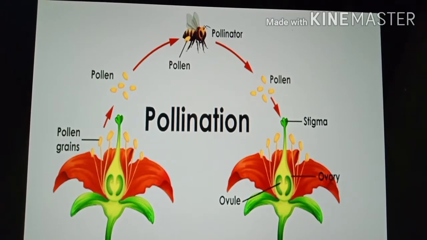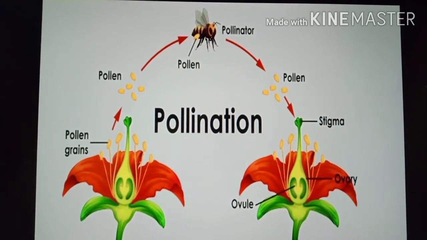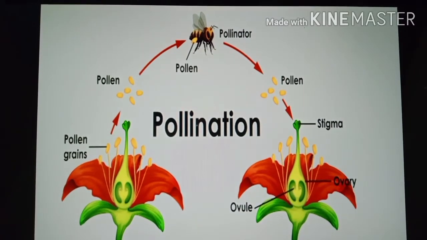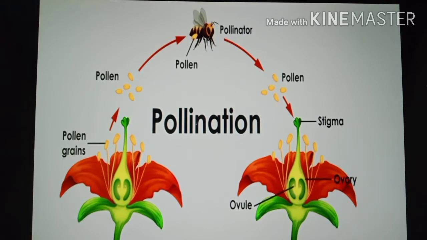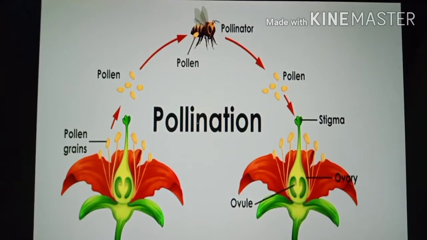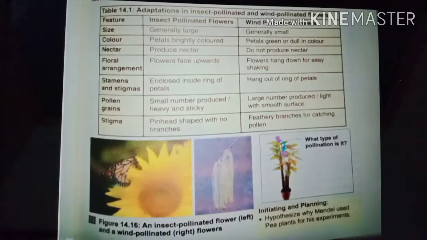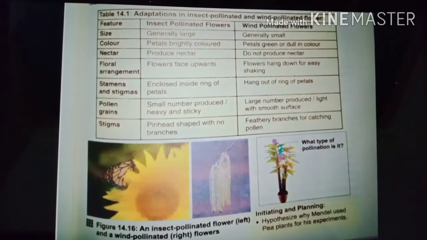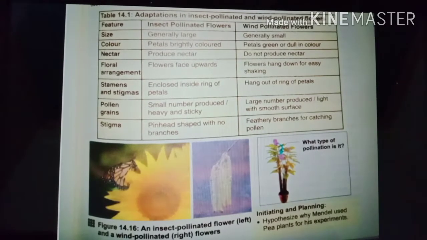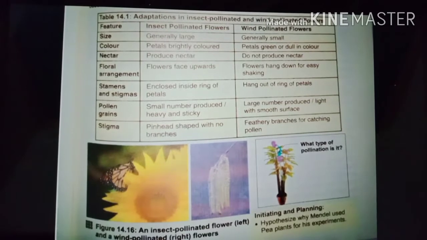And cross-pollination can occur with the help of pollinators, which are honeybees. This cross-pollination may be brought about by various agencies like wind, water, bees, birds, bats and other animals including man. Now I will discuss about the features of insect pollinated flowers and wind pollinated flowers.